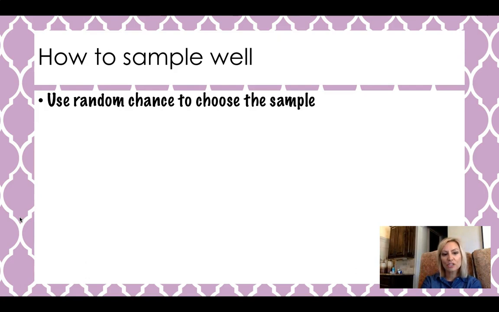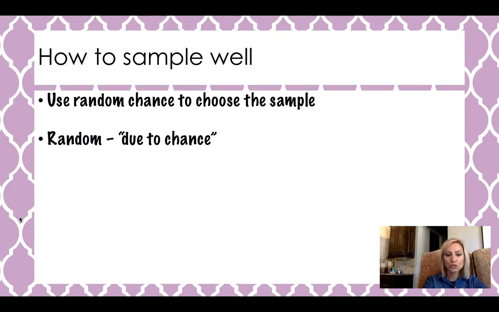The first thing we've got to make sure of is that we use random chance to choose our sample. We can't sample people that we like or that we're friends with. We can't sample friendly people in the population or people that we think might give us the answer we want. Instead, when we're setting up an observational study, we have to sample in a method that utilizes random chance to choose the sample. When we say random in statistics, we really mean due to chance.